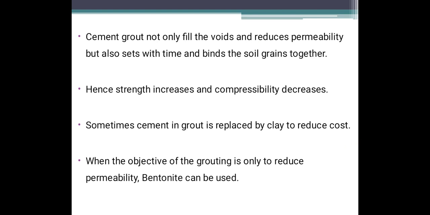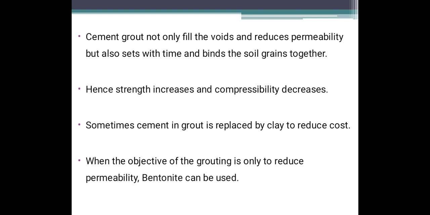Cement grout not only fills the voids and reduces the permeability, but also sets with time and binds the soil grains together. So this is the advantage of the cement grout here. Hence strength increases and compressibility decreases. So the overall strength of the soil medium is going to increase.